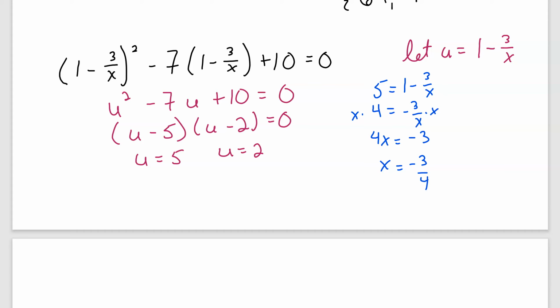I'll do the same thing with my 2 is equal to 1 minus 3 over x. Subtract my 1, and so I'll get 1 is equal to negative 3 over x. So that will give me x is equal to negative 3. So my solutions are negative 3/4 and negative 3.